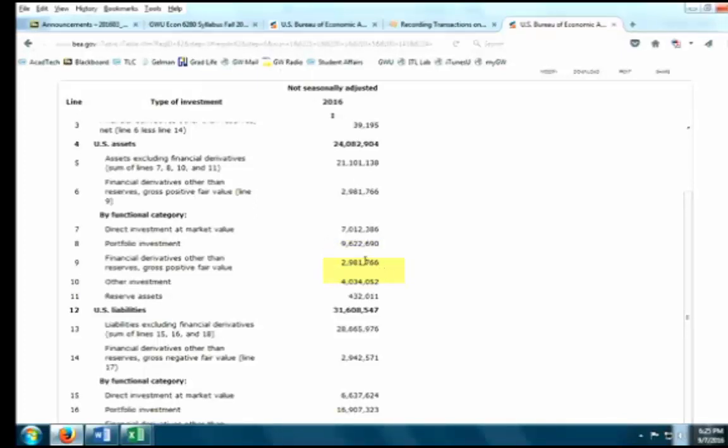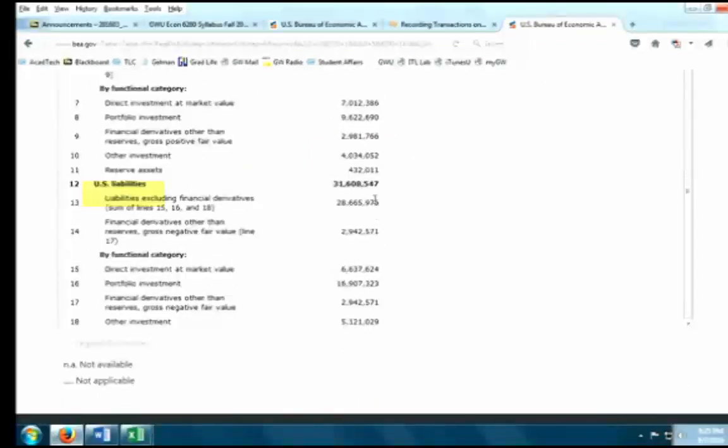Financial derivatives, something like a mortgage-backed security, are separated out and accounted for separately. Other investments include things like deposits and bank accounts, about $4 trillion. Add it all up, it comes to $24 trillion worth of assets owned by U.S. residents abroad.